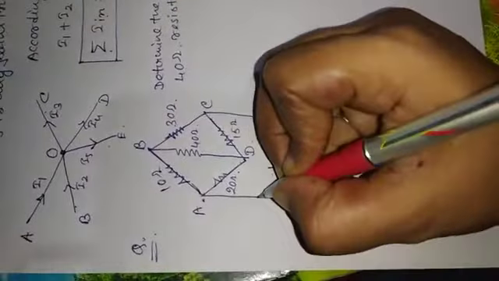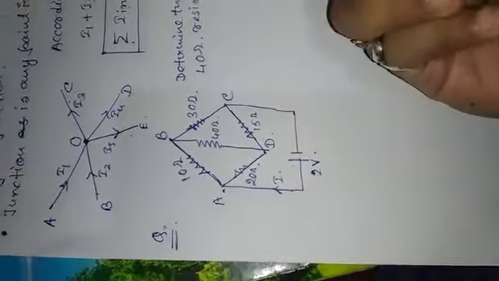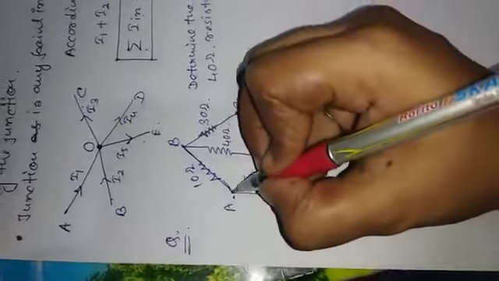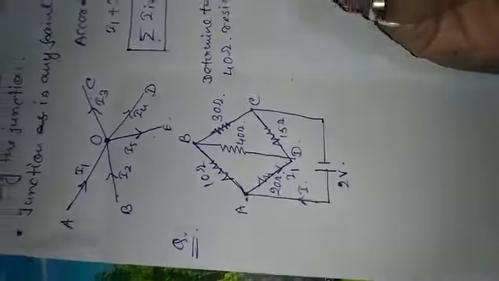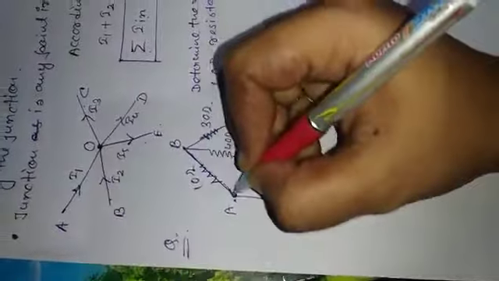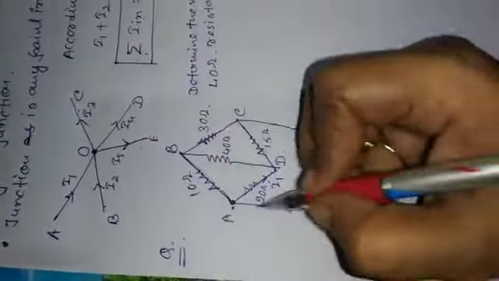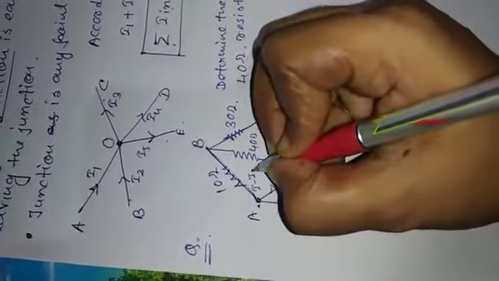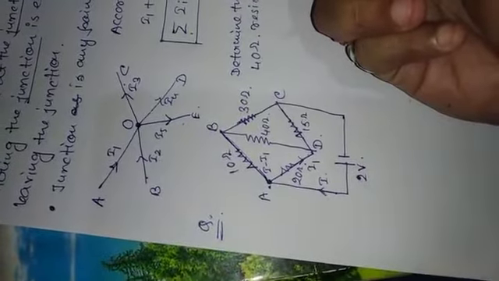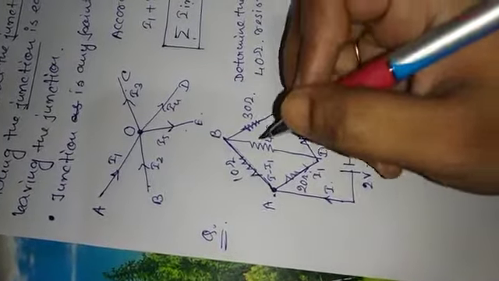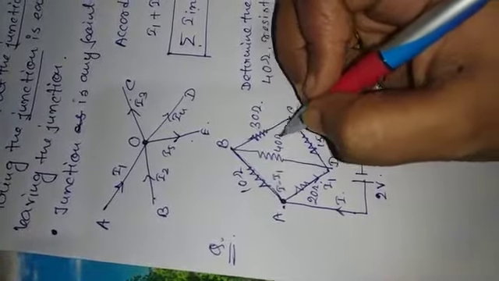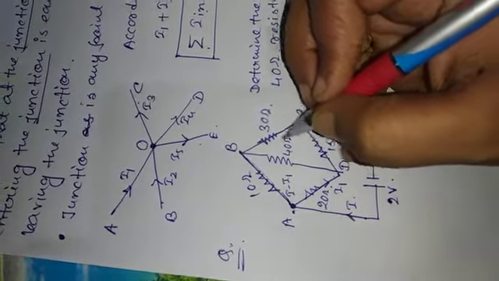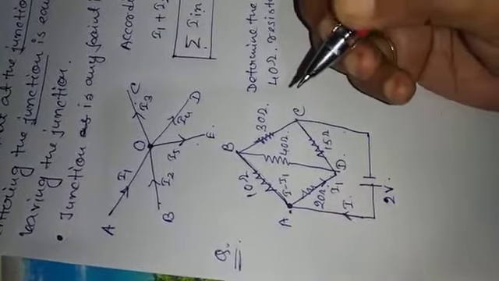Suppose this is the current I passing through this. When it comes through here, I1 current will be there, right? Through this junction, the total current is I, so here it will be I minus I1. Now let us consider that here the current is I2.